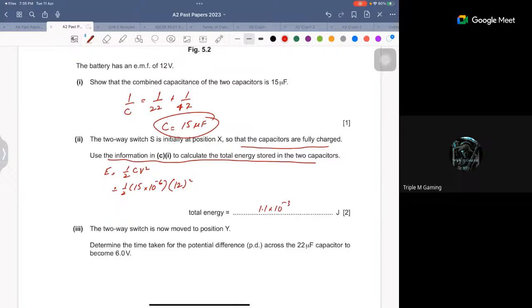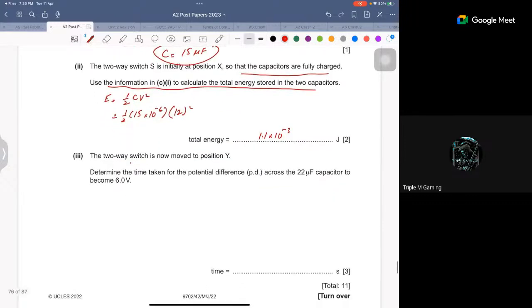1.1 times 10 raised to minus 3. Very good. Then the two-way switch is now moved to position Y. Determine the time taken for the potential difference across the 22 capacitor to become this. So first of all, we need to find what the potential is at that.